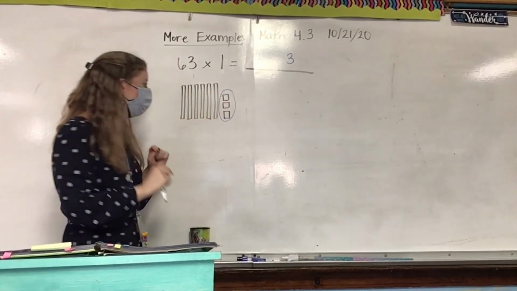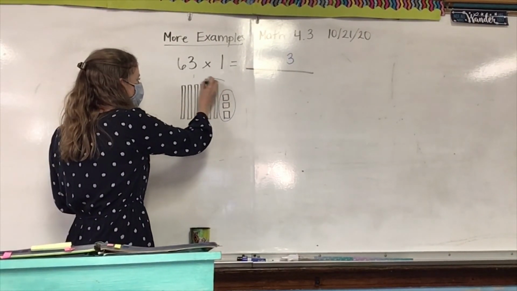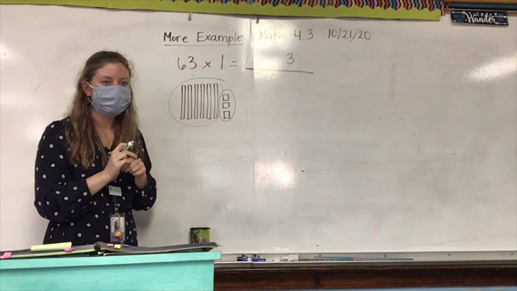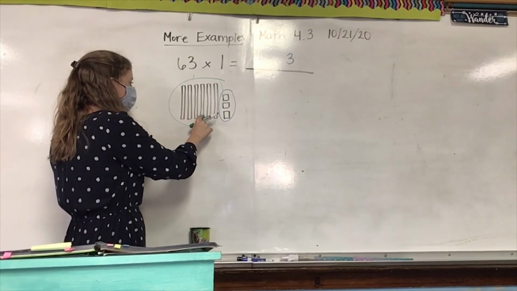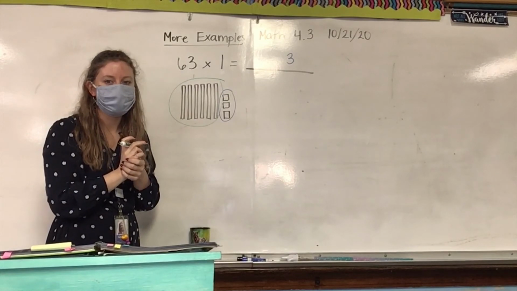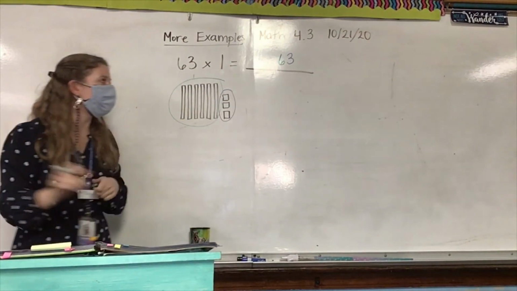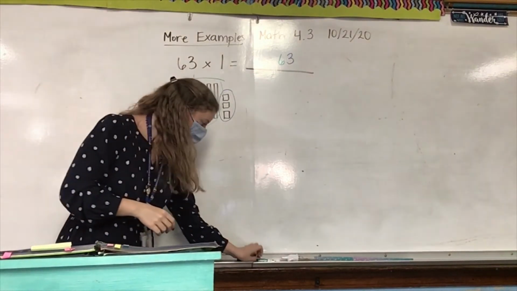Okay. Now what do we do? Circle the tens. We circle all the tens. What do we do with those circled tens? Count them up. Let's count them. 1, 2, 3, 4, 5, 6. So what goes in our tens place? 6. So that means 63 times 1 is 63.